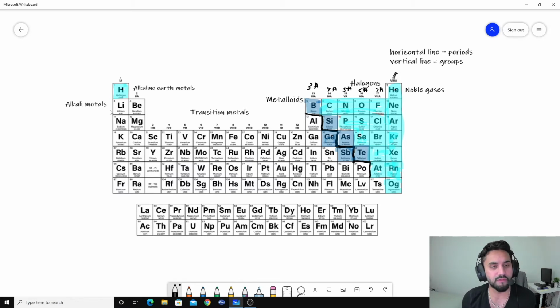The boxes that go horizontal, so all these horizontally, we call these periods. So this is period 1, includes hydrogen, helium. Period 2, starting with lithium and on. Period 3, sodium, magnesium, and so on and so forth.